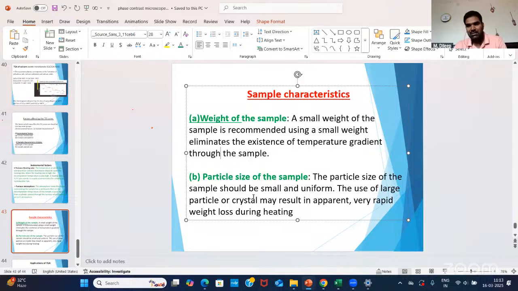The particle size of the sample should be small and uniform. The use of large particles or crystals may result in apparent very rapid weight loss during heating. Particle size must be small, and the weight of the sample must also be small. A very rapid weight loss may occur when the particle size is large.